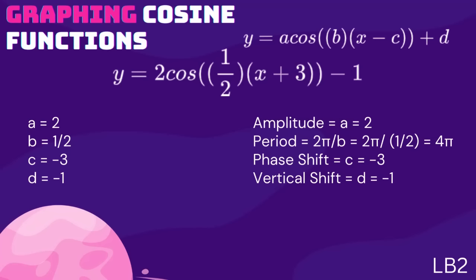It becomes 2 pi over 1/2, which is equal to 4 pi. The phase shift is equal to c, which is equal to -3. And the vertical shift is equal to d, which is equal to -1.